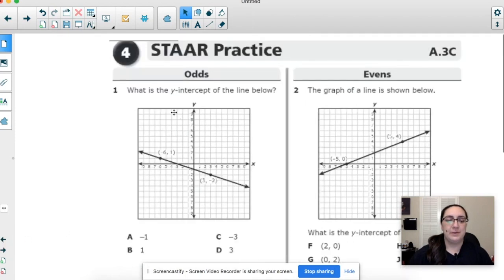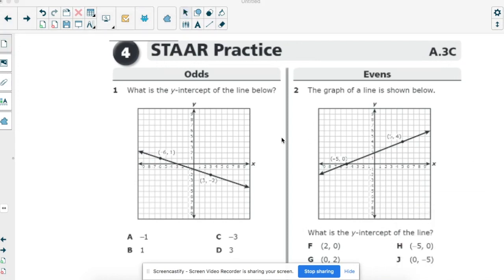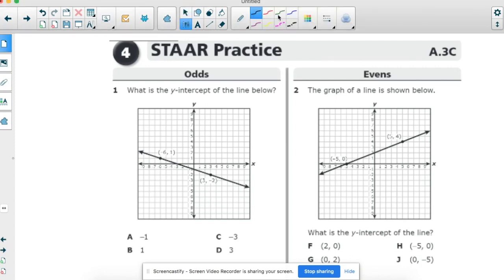The first example here, number 1, says, what is the y-intercept of the line below? So the y-intercept, we said, is where it crosses the y-axis. So I'm going to use my little pen here so you can see. Okay, so this is the y-axis here. And then you just check where does it cross the y-axis, and it crosses it here at the -1. So the answer is letter A.